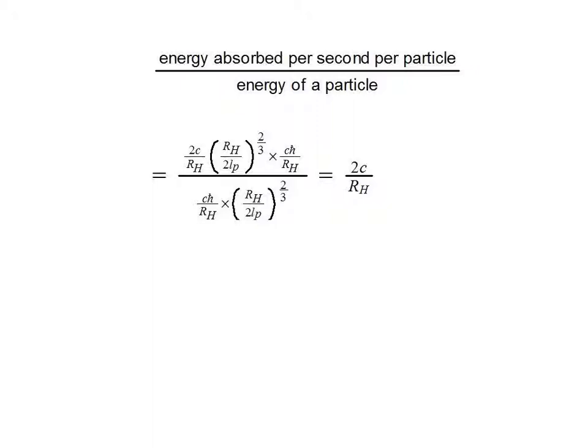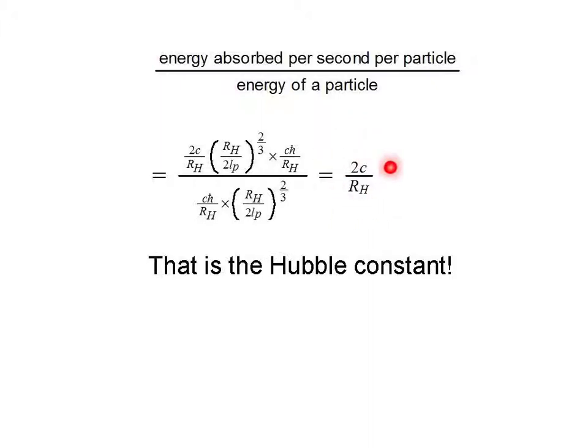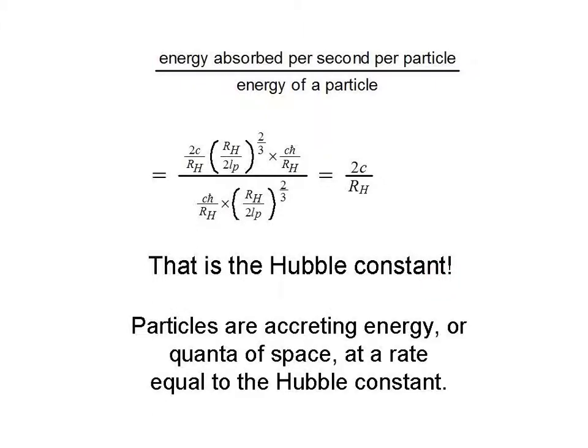If we take the energy absorbed per second per particle and divide it by the energy of a particle, we put in our equations here, and we get the result of 2C over RH. 2C over RH is the Hubble constant. So particles are accreting energy, or quanta, of space at a rate equal to the Hubble constant.